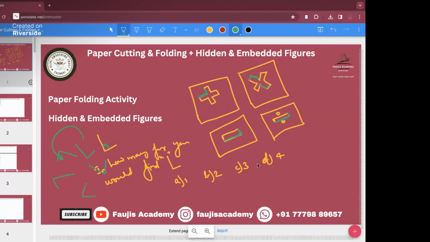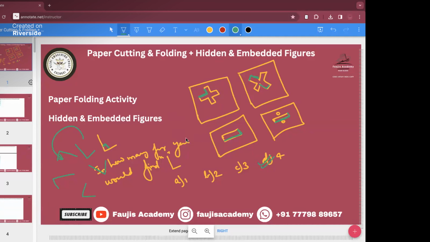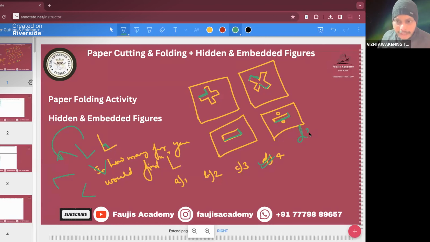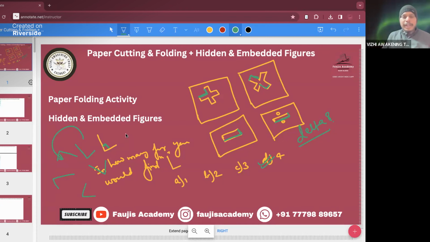Yes, Harita. Did not get you, buddy. Option D, sir. D for delta, right? Yes, sir. Cool. So this is what you will be studying in hidden and embedded figures.